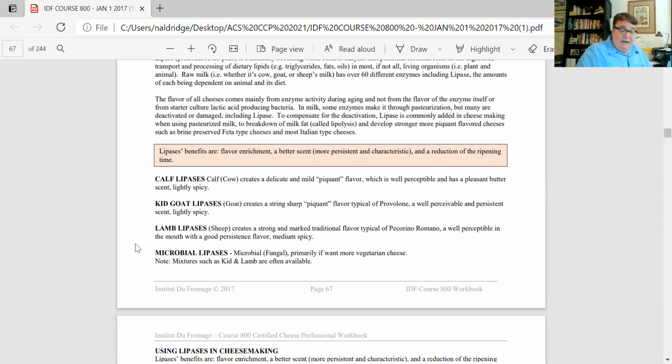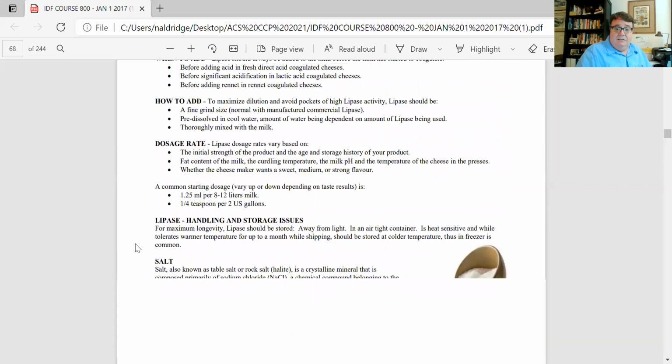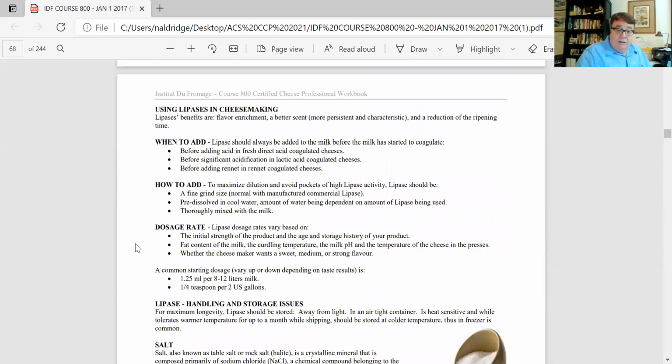All right, page 68. The top part, using lipases in cheese making. I've got that. Now, as far as using it, definitely understand, but don't narrow yourself down so much, like when to add, how to add, the dosage rate. If you are a cheese maker and an expert, you would want to know that. For the test, that's probably too detailed. Okay, so let's skip on down.